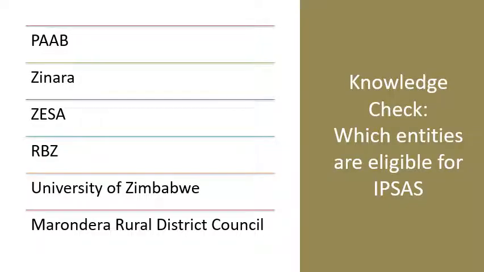Here is a question to try and help you to apply the criteria specified in the previous slide. Which entities are eligible for IPSAS? Is it PAAB, Zinara, ZESA, RBZ, University of Zimbabwe, or Marondera Rural District Council? In your own time, please go through this and try and determine which ones would need to apply IPSAS.